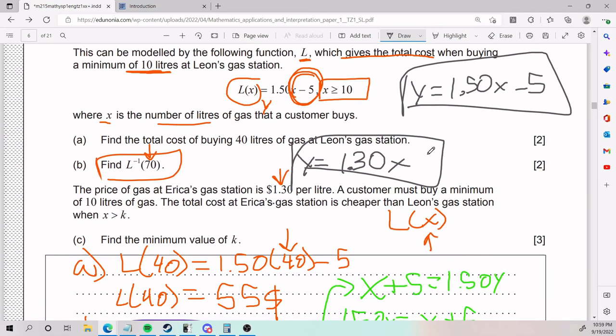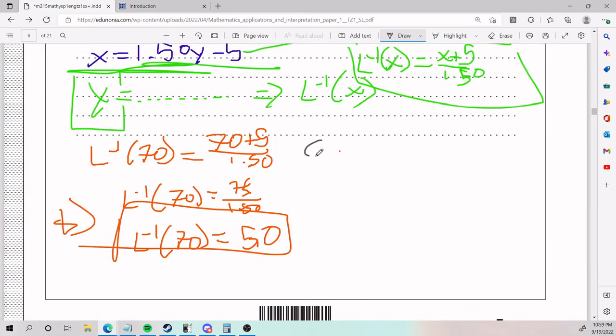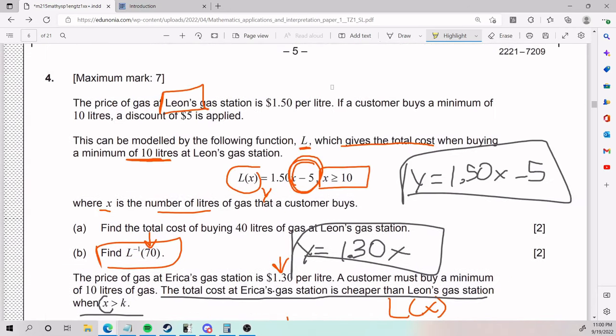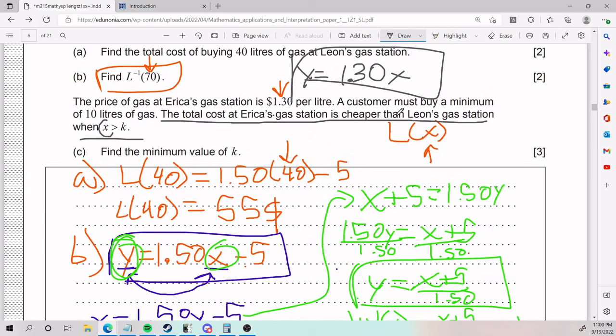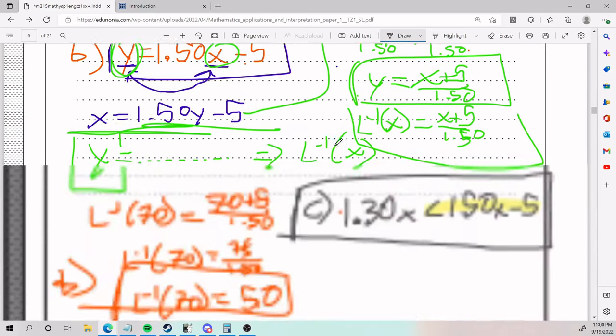I need to equal them to each other or make some sort of inequality to see what goes on. So the minimum value of k, given the concept of the problem, will be set up like this. We will have 1.30x, which is Erica's, is less than 1.50x minus 5. And just to make it clear why we're putting it like this, remember that this is a cost function, ¿cierto? Wherever 1.50x minus 5 is greater than 1.30x, that means that Leonidas' gas station is more expensive, ¿cierto? And so we need to find where it's more convenient to go to Erica's, ¿cierto? And that's why we're talking about the minimum value of k. That's why we set it up like that.